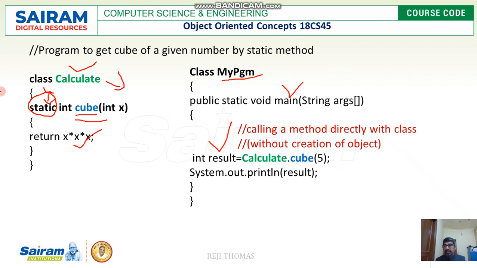If static was not there, we would have to create an object of the class called Calculate here. So I would have to write Calculate a is equal to new Calculate, call the constructor, then use that object to access this. But here I've done it without creating an object. Let me repeat, without creating an object I've called the method in the other class. Why? Because that method is a static method. When I do this, I'll be getting the output as 125, which is nothing but the cube of number 5.